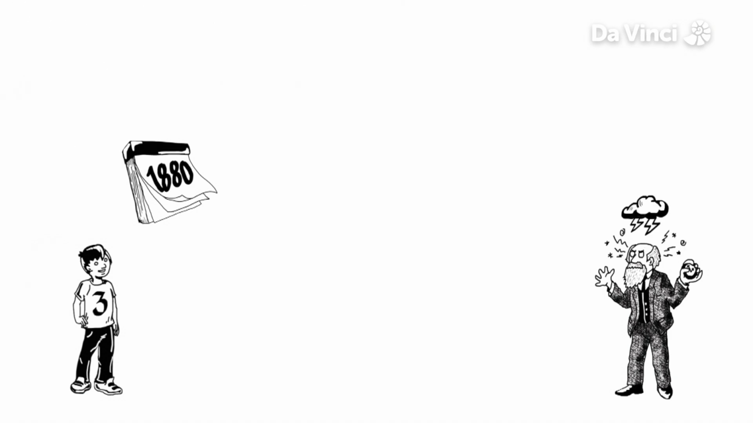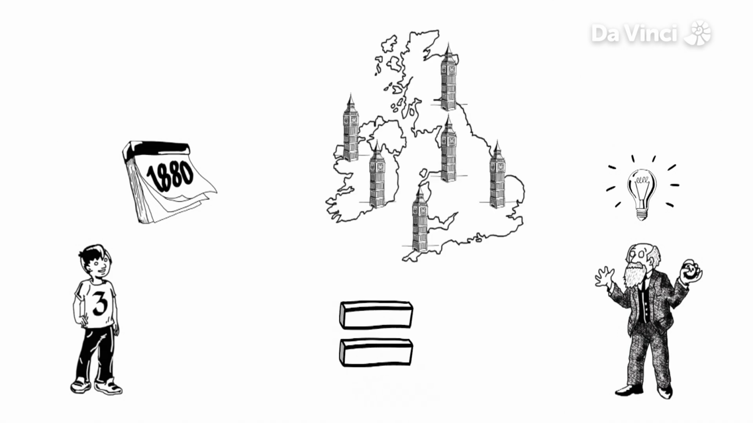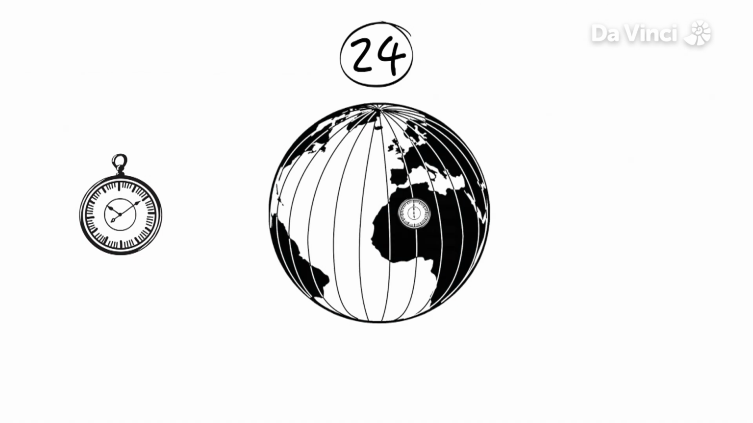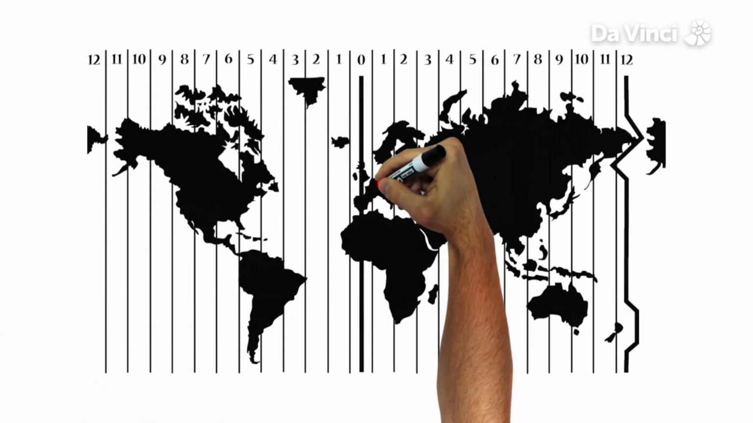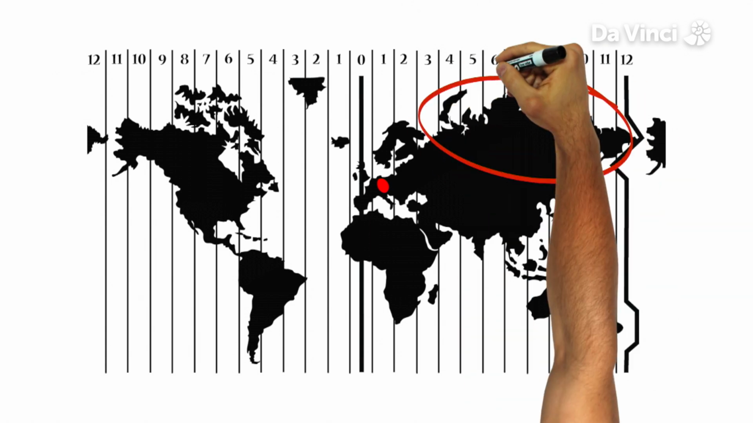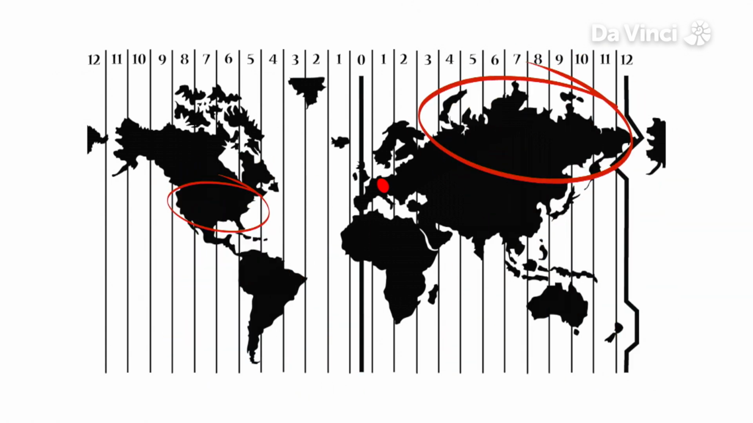It annoyed him so much that he developed a standard time so that the time would be the same all over a country. Using the lines of longitude, he divided the Earth into 24 hours, or time zones, each either 1 hour ahead or behind the one next to it. Most countries are small enough to fit inside one time zone. But some, like Russia or the United States, are so big that they have lots of them.